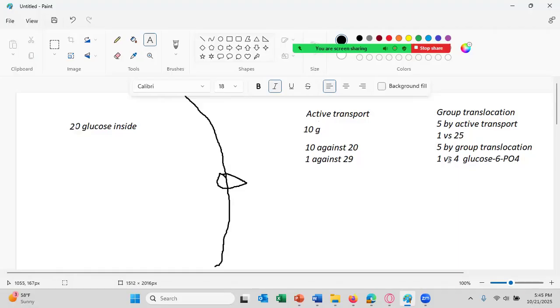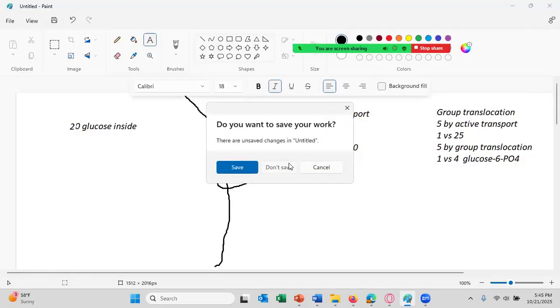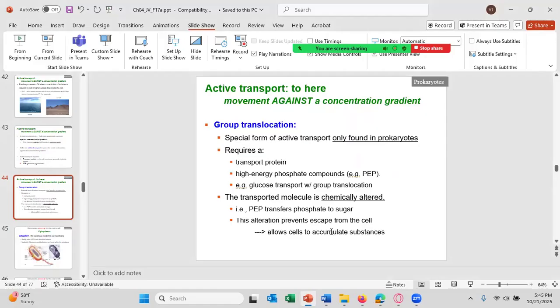Any questions about that? Well, hopefully you got that. And that allows the cells to accumulate substances easier when they use both group translocation and active transport.